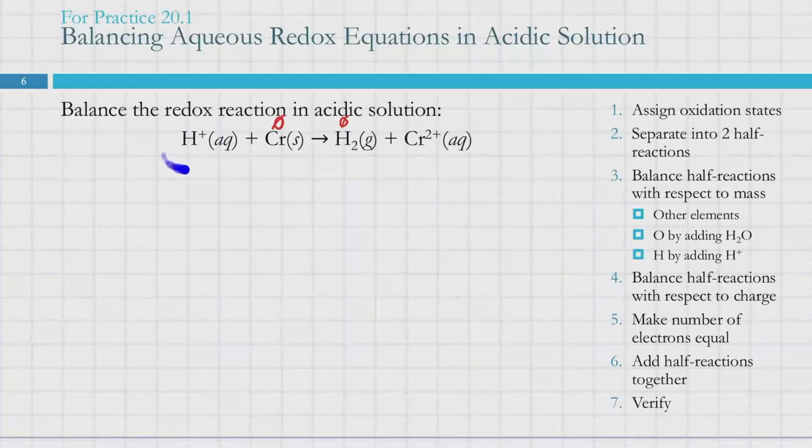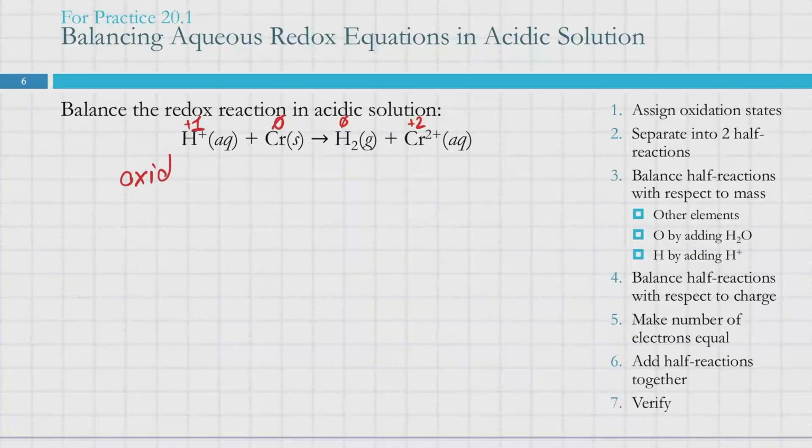We also have some monoatomic ions, our hydrogen ion and our chromium 2+ ion. Our hydrogen ion, because it's a 1+, gets a +1 oxidation state. Our chromium gets a +2 oxidation state to match its 2+ charge. We then want to separate them into our half reactions, our oxidation and reduction half reactions. Our chromium is going from a 0 to a +2. That's an increase in its number. That means it's being oxidized.